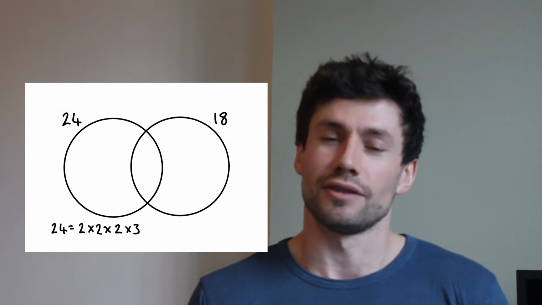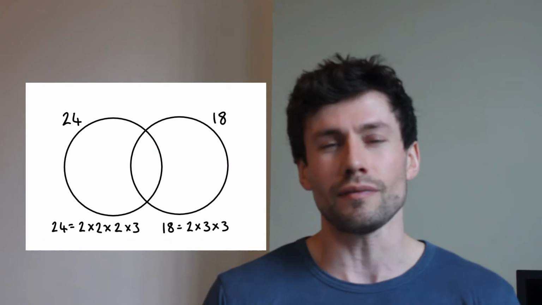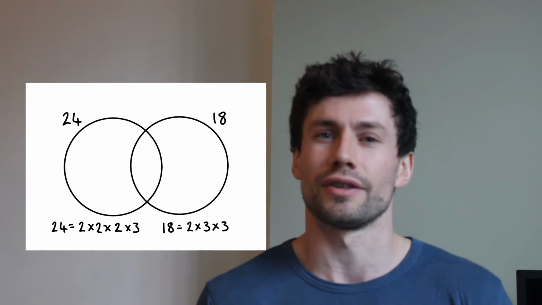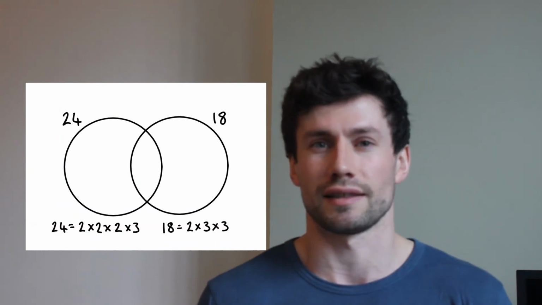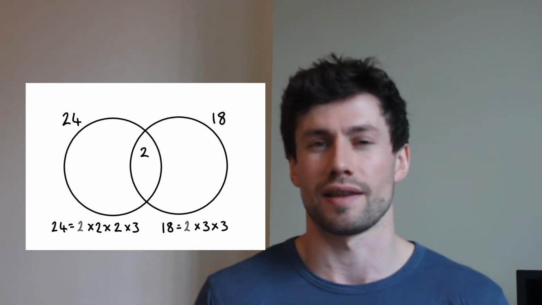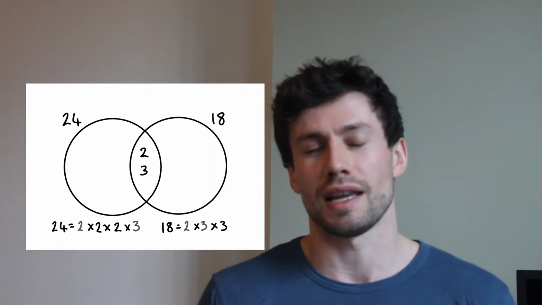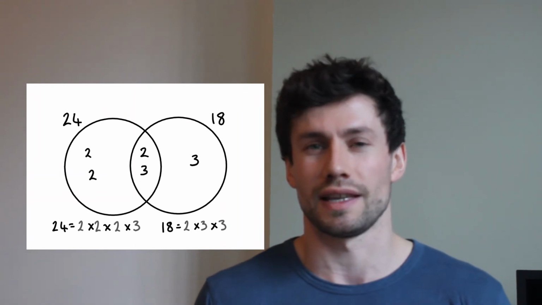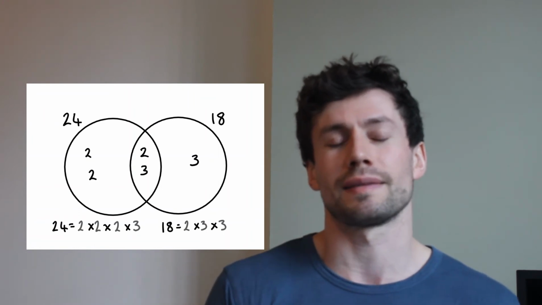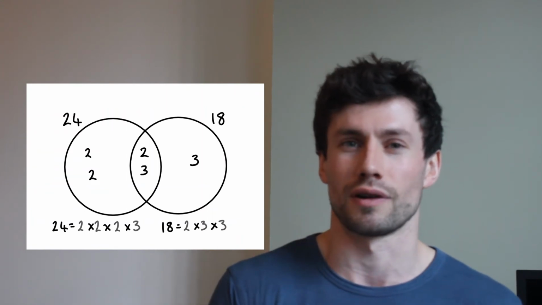For 18, I need to include 1 2 and 2 3's. Because both numbers have a 2, I'm going to write the 2 in the intersection between the two sets. And I'm going to write a 3 in there as well because both numbers have a 3 in their prime factorization. This leaves an extra 3 in the part of 18, which is not in the intersection of the two sets, and it leaves 2 more 2's in the part of the set that includes the prime factors of 24.